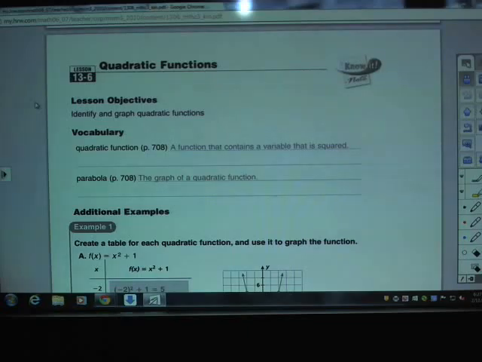So again, we're talking about quadratic functions here. A quadratic function is a function that contains a variable that is squared, x, and a parabola is the graph of a quadratic function, and that's going to make a U shape.